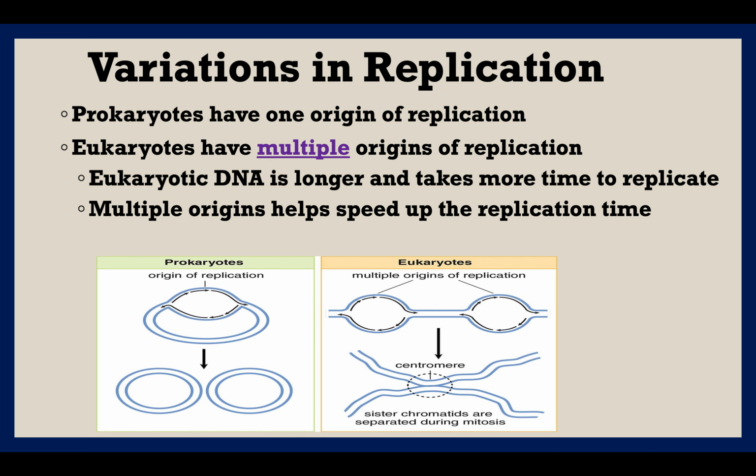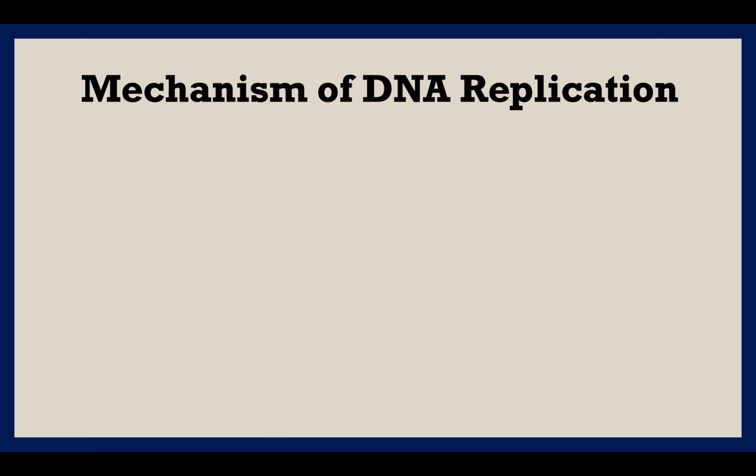Eukaryotes' DNA is longer and it takes more time to replicate. That is really another reason of why we need multiple origins of replication. If we had only one per DNA molecule, you can imagine how long that would take. As a general trend, eukaryotes have a lot more DNA than prokaryotes do. Multiple origins help speed up this replication time.